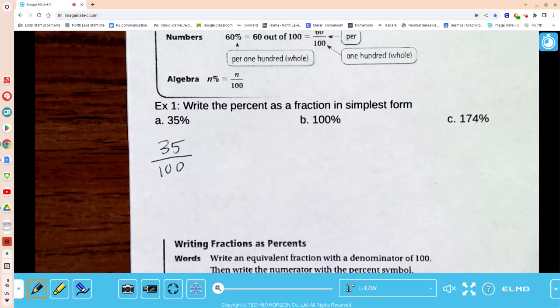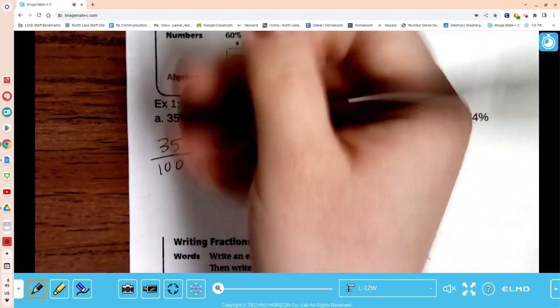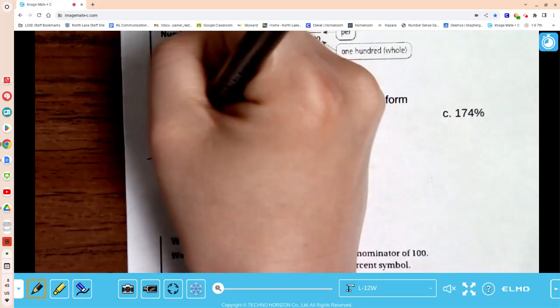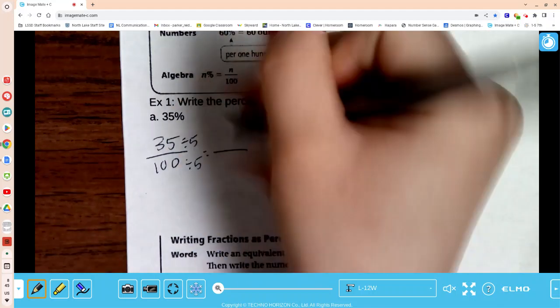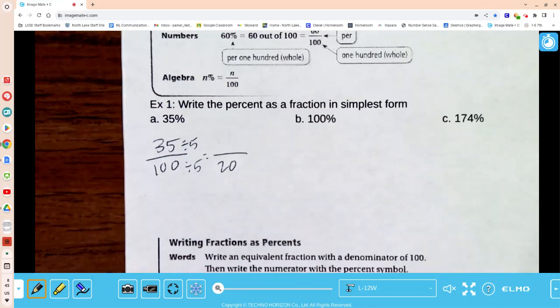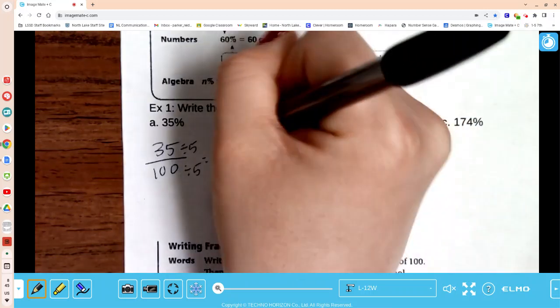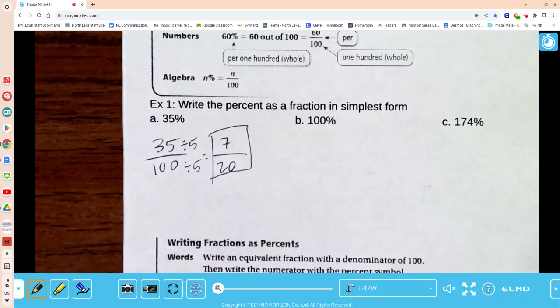Mia? Yeah, because one ends in 5, one ends in 0. That means 5 fits into both. Divided by 5, divided by 5. 100 divided by 5 is 20. Who can tell us what 35 divided by 5 would be? Aaron? What did you say? And there we go. That means the percent, 35%, can be rewritten as the fraction 7/20. And that is what it looks like in simplest form. Questions about example 1A before we move on?